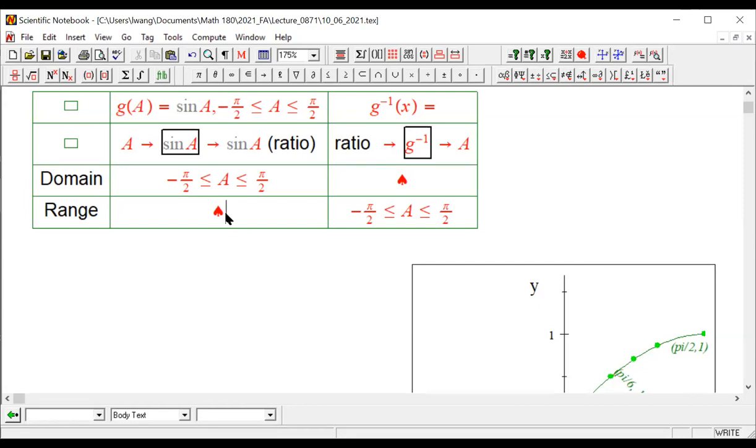Okay. What's the range for the sine of A? What's the range of G? Right? Vincent put it there on the screen, from -1 to +1. So what will be the domain for this inverse function? Same.